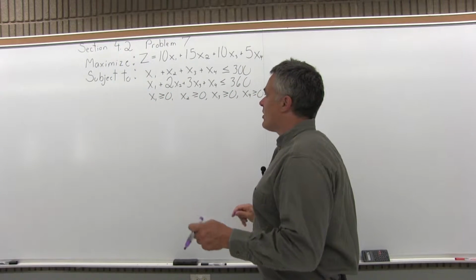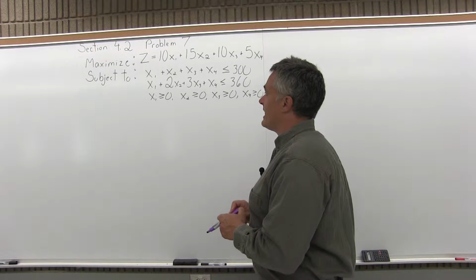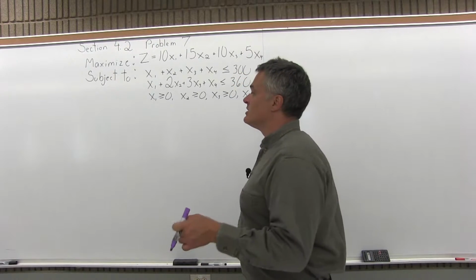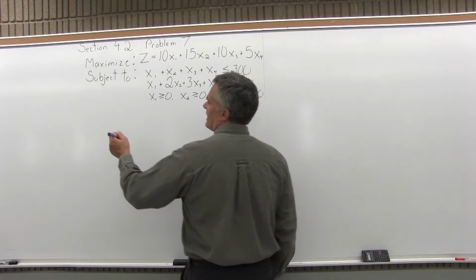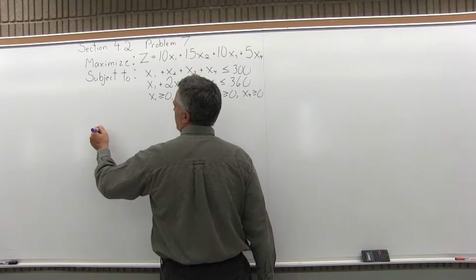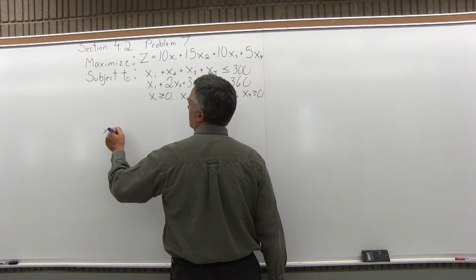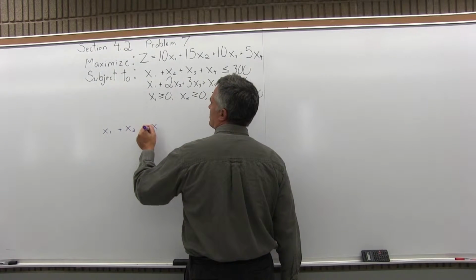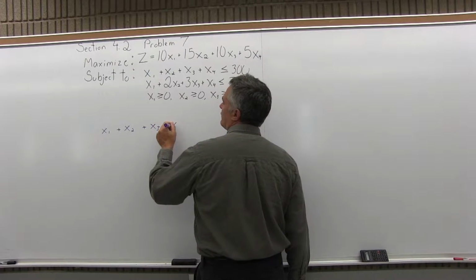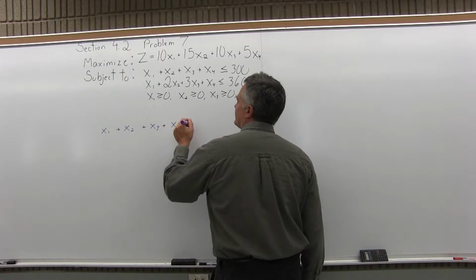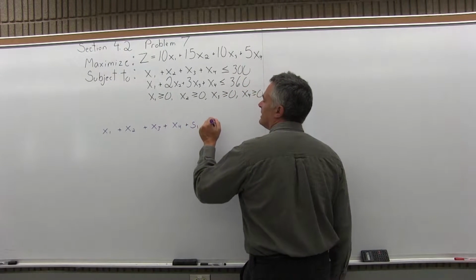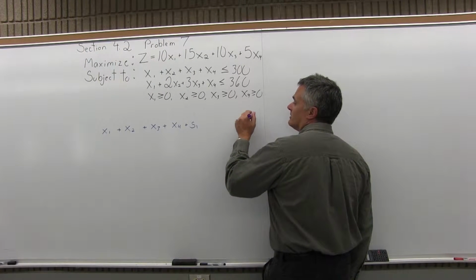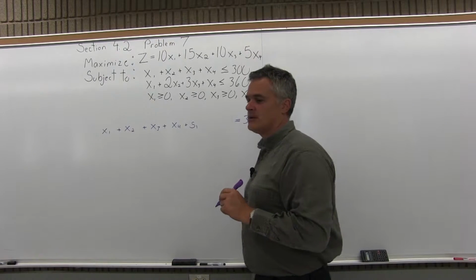To start that off, I'm going to take the constraint x1 plus x2 plus x3 plus x4 is less than or equal to 300. I'm going to change it into an equation, and it will become x1 plus x2 plus x3 plus x4 plus s1, I'm going to leave a space, equals 300, instead of less than or equal to 300.